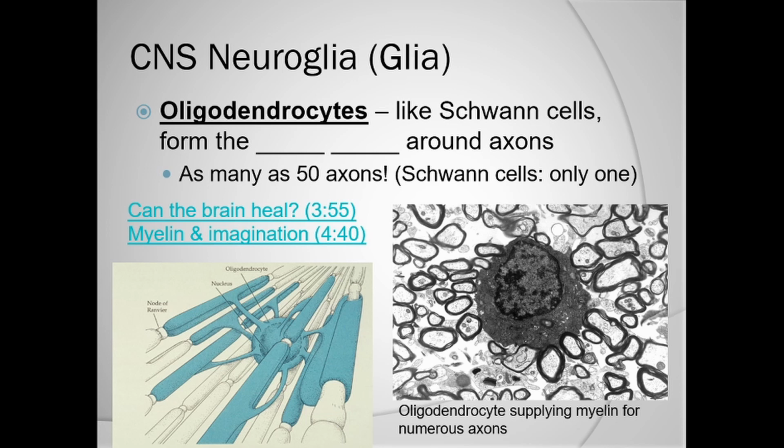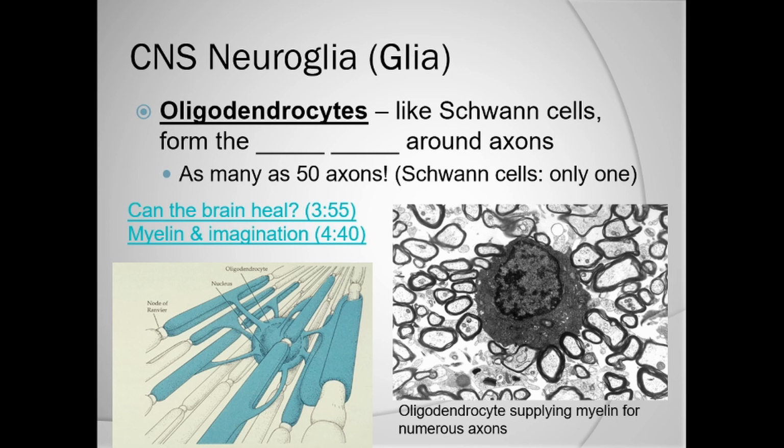The fourth one, the final one of the central nervous system glia, is the oligodendrocyte. This word is basically three Greek words in one. Olig means not many, dendro means branch-like extensions, and cyte is cell. So there aren't very many of them. They have branch-like extensions, and they're a cell. They're like Schwann cells. They form the myelin sheath around axons, but this is in the central nervous system. One oligodendrocyte can form the myelin sheath around as many as 50 axons from 50 different neurons. Schwann cells can only form the myelin sheath around one axon.